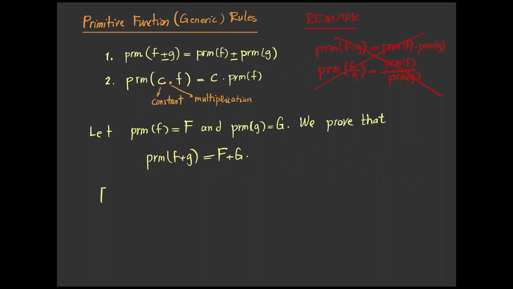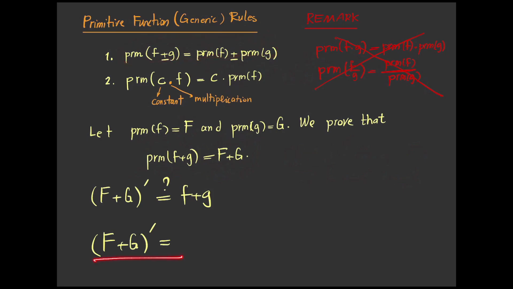So, to prove this, I need to ask myself, is it true that this is equal to f plus g? If the answer is yes, I am done. You know the sum rule for derivatives. This is the sum rule for primitive functions, but to prove it I use the sum rule for derivatives. It becomes f prime plus g prime. But what is capital F prime? It is little f. And what is capital G prime? Little g. So we are done. As simple as that. Because of this, the book takes it for granted. It is simple but not trivial. There is a difference between simplicity and triviality.